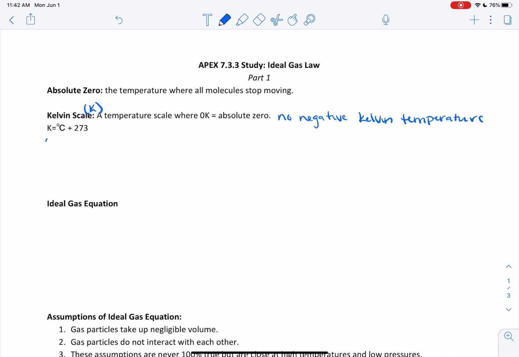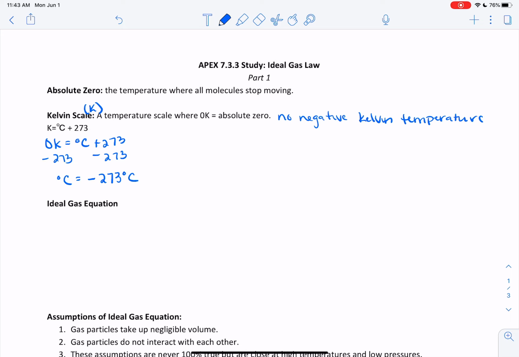So let's say absolute zero is 0 Kelvin. What is it in Celsius? Okay, if we want to get Celsius by itself, we'd have to subtract 273 minus 273. So in degrees Celsius, absolute zero is negative 273.